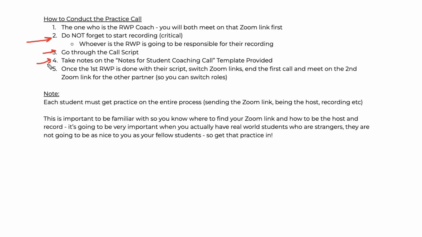Once the first RWP finishes going through their script and goes through the entire thing, you're going to switch Zoom links. You're going to end the first meeting and go on to the second Zoom link and switch roles. So now the other partner is going to be the RWP, okay? It's very important that each student gets practice on the entire process of sending the Zoom link, being the host, recording, all that kind of stuff, so that you are familiar and can practice all of this with other students.